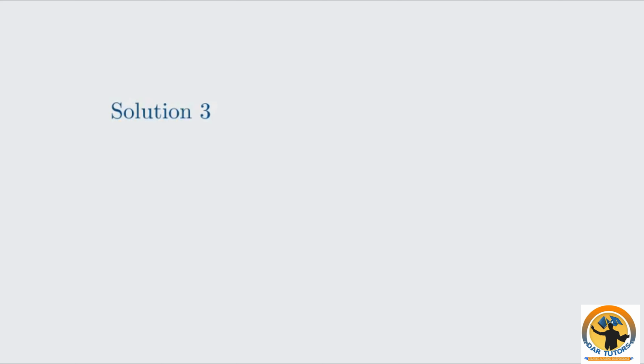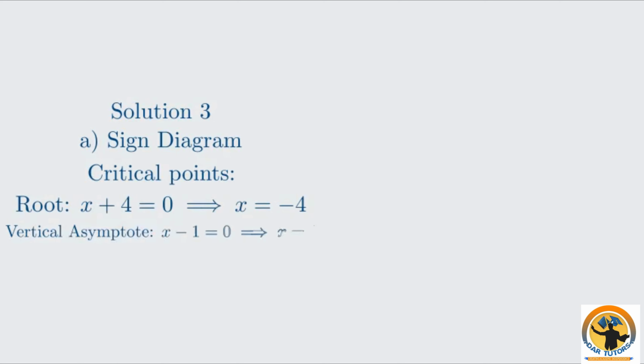Let's check your solution for question 3. Part A asks for the sign diagram. The root of the numerator is at x equals 4. This is where the function is 0. The vertical asymptote is where the denominator is 0, so x equals 1. These are our critical points.